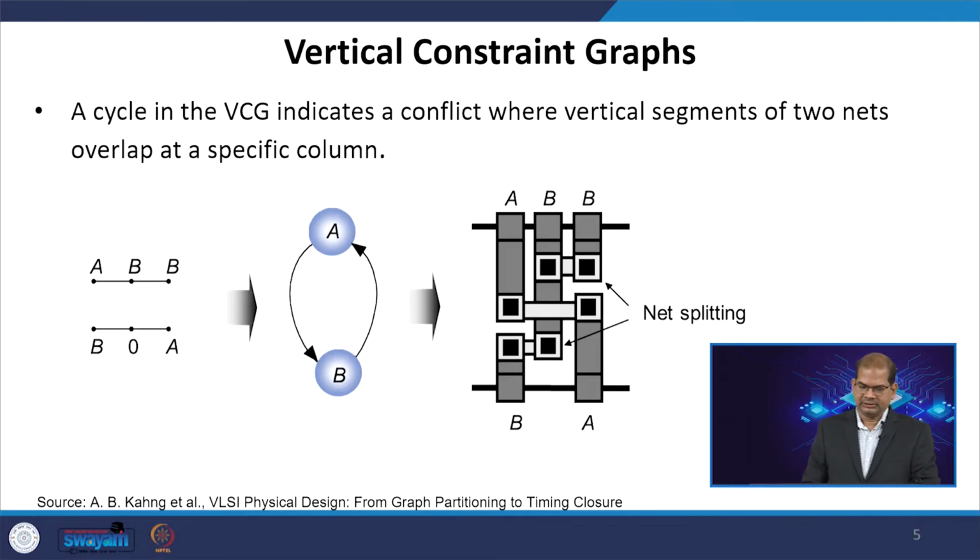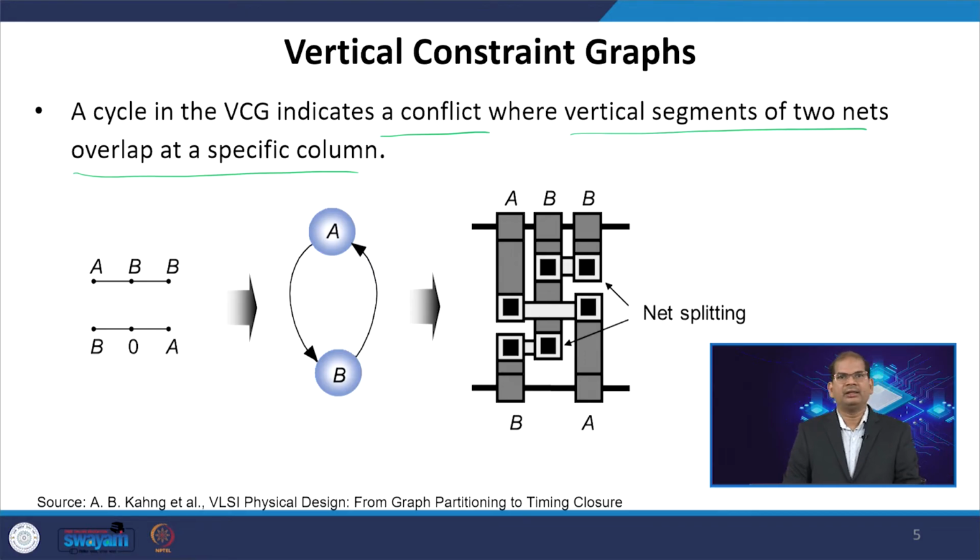So, now there is a concept called a cycle. What is a cycle in a vertical constraint graph? A cycle in a vertical constraint graph indicates a conflict where the vertical segments of two nets overlap at a specific column. So, this cycle basically creates a conflict of the vertical segments.